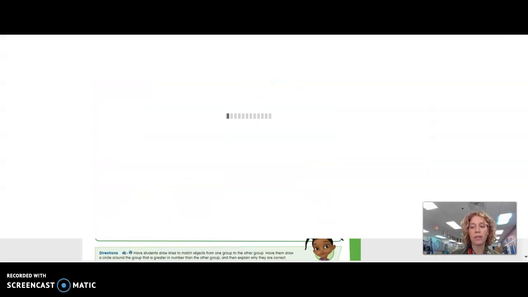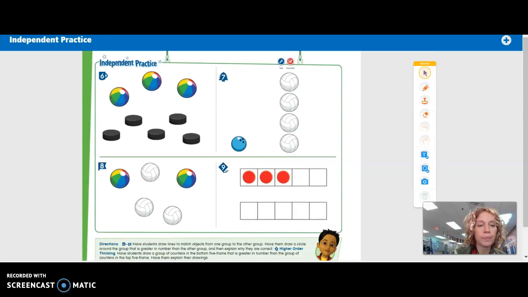Now we're going to go to the next page. This page you're going to do on your own. I'm just going to go over it quickly with you so you have an idea. For number 6, we have to figure out which one has more, beach balls or hockey pucks. You need to match them up. Make lines, and then whichever one has extras is the group that's greater. That's the group you circle. Same with 7. You're going to match up bowling balls with volleyballs, and whichever one has extra is the group that's greater, and that's the one you circle.